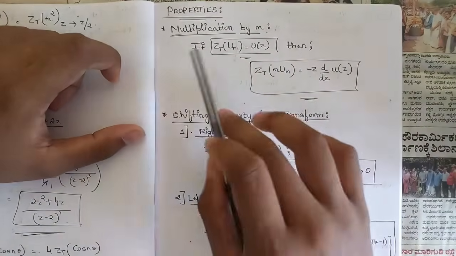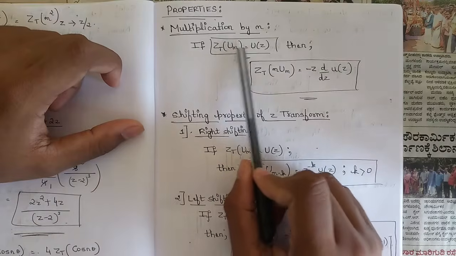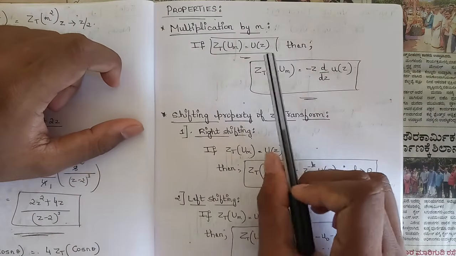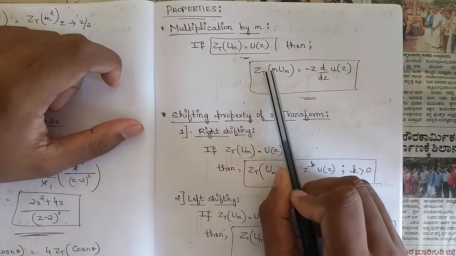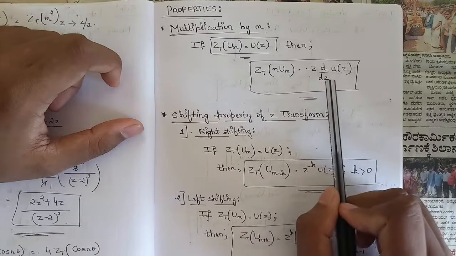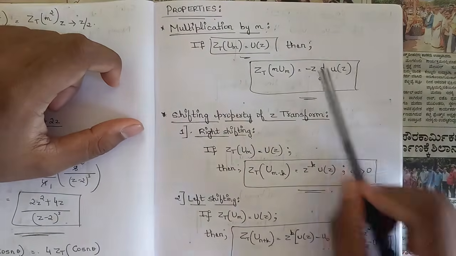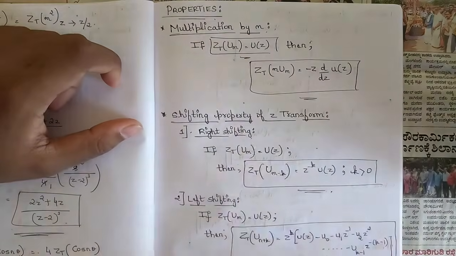What does this property say? If the Z-transform of u of n, where u of n is a real value function we have discussed in the last session, is equal to U of z, then the Z-transform of n into u of n is equal to minus z into the differentiation with respect to z of the function U of z. This is the general formula for multiplication by n.